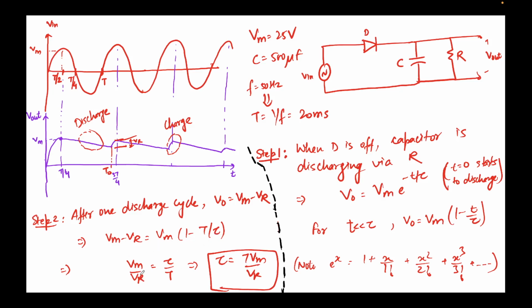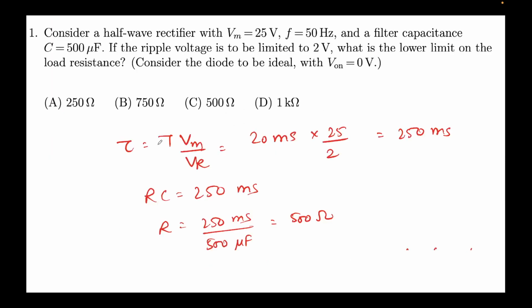We rearrange the terms a bit, so we get the formula for tau, that is the time constant, is T, which is the time period, times Vm, that is the maximum input voltage, over Vr, that is the ripple voltage. Mind you, this is the ripple voltage that we have defined over here. So this was the formula that we obtained. Now I just put in the values.